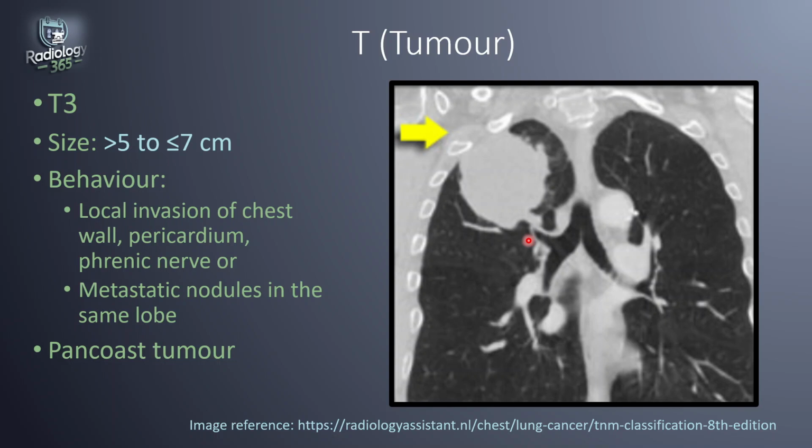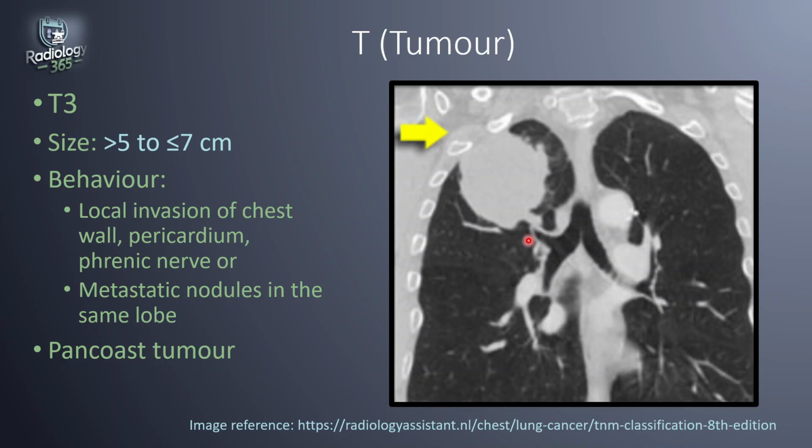Less than 3 centimeters for T1, between 3 and 5 for T2, between 5 and 7 for T3, more than 7 for T4. 3, 5, 7. That's for the size. Now for the behavior of T3. This time round, it's not only invading the visceral pleura, but it's going beyond the visceral pleura to invade the chest wall.